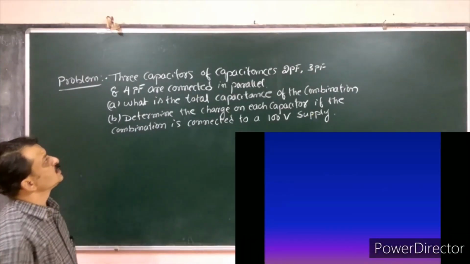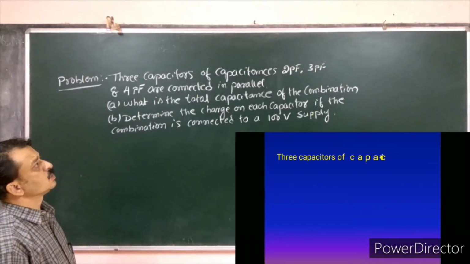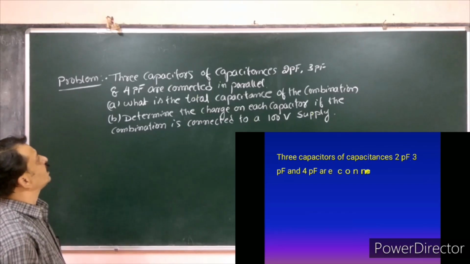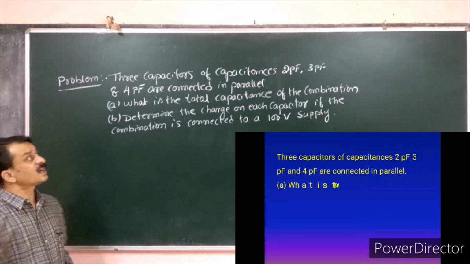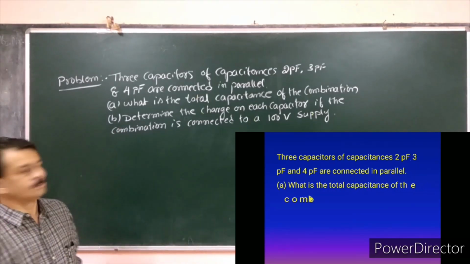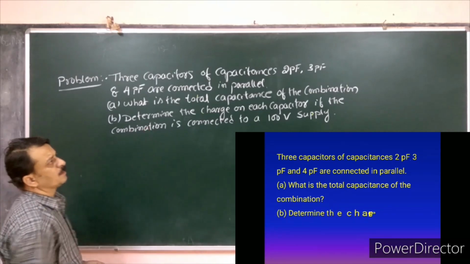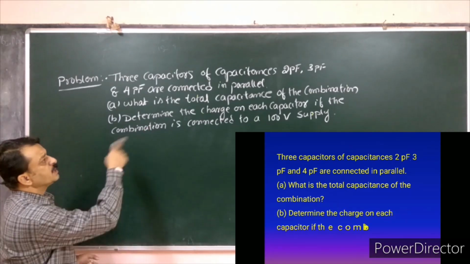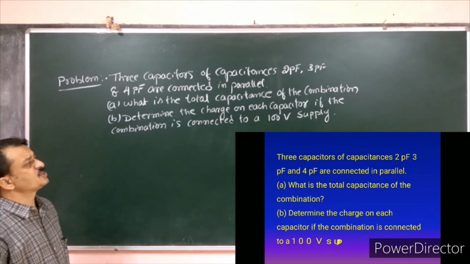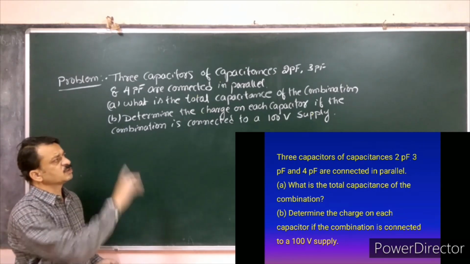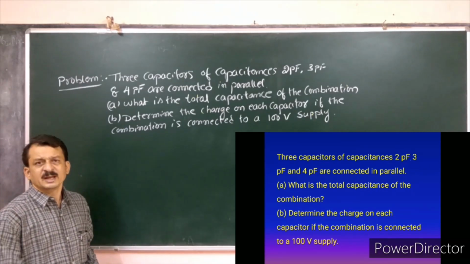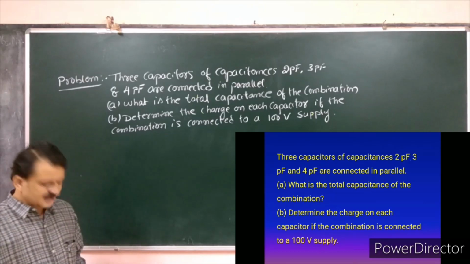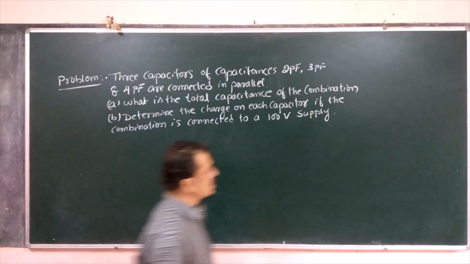Next problem: three capacitors of capacitances 2 picofarad, 3 picofarad and 4 picofarad are connected in parallel. What is the total capacitance of the combination? Determine the charge on each capacitor if the combination is connected to a 100 volt supply. In the previous case it was series, this is a parallel combination.